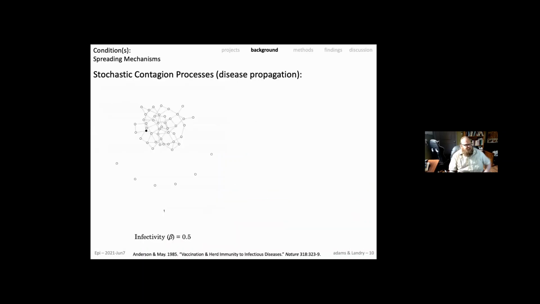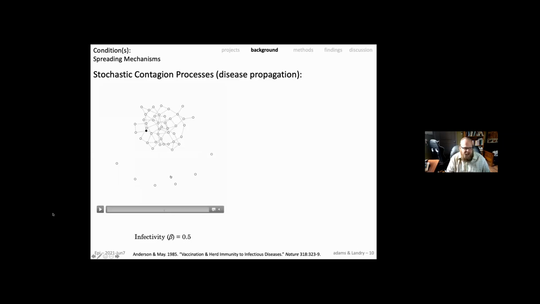So before we can do this, I need to introduce one more distinction here, and that is that diffusion or contagion processes happen via a variety of mechanisms. And for the purposes of today, I'm only going to talk about two of them. But let's start with what gets referred to as a stochastic contagion process. And you can think of this as representing disease propagation processes. And so what we have here is, let's assume for a moment that this population, I think this is 50 nodes, right? That this population of 50 people, one person is infected at the beginning of the simulation.